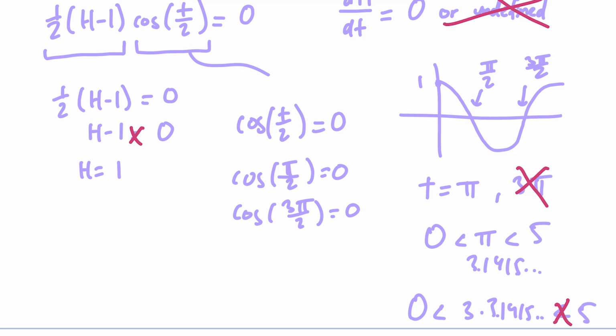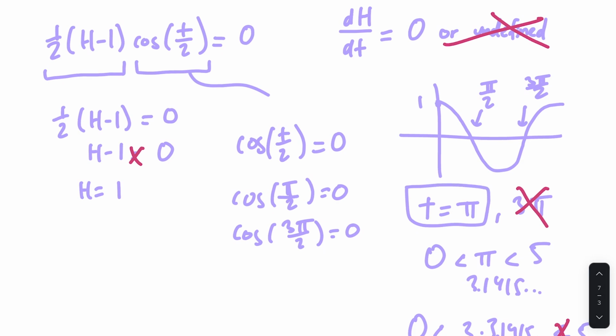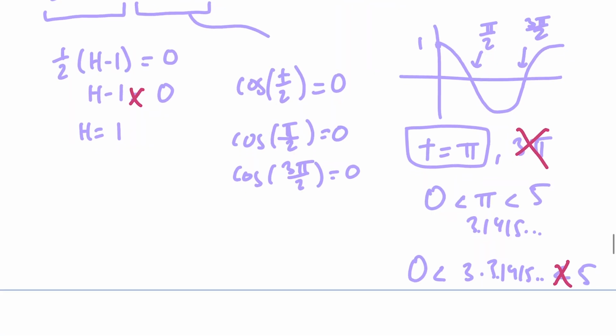So it looks like we've found it when t is equal to pi. This is one of the answers that they're looking for. When t is equal to pi, there is a critical point. Now we need to figure out whether this is a relative minimum, a relative maximum, or neither. So let's go ahead and do that now.